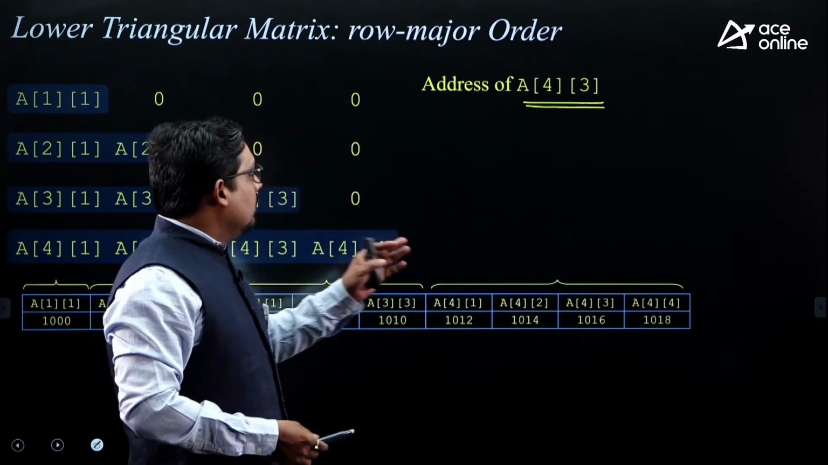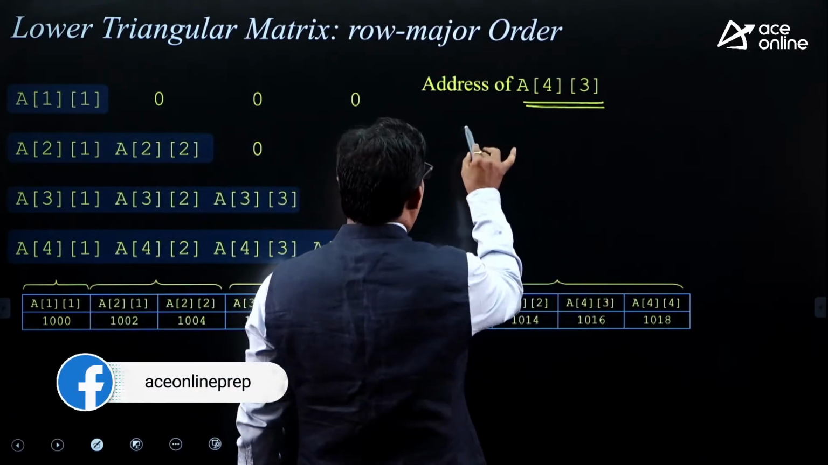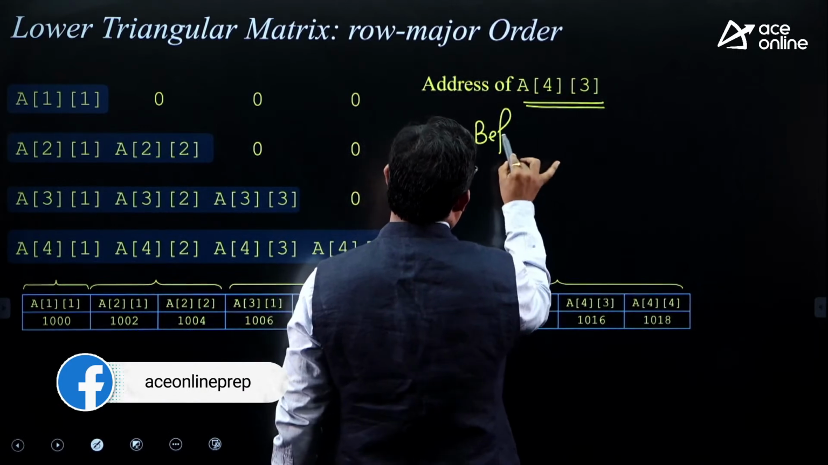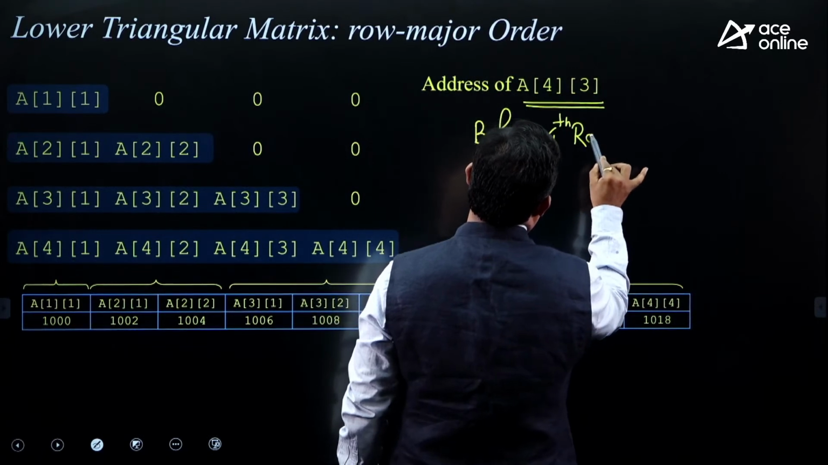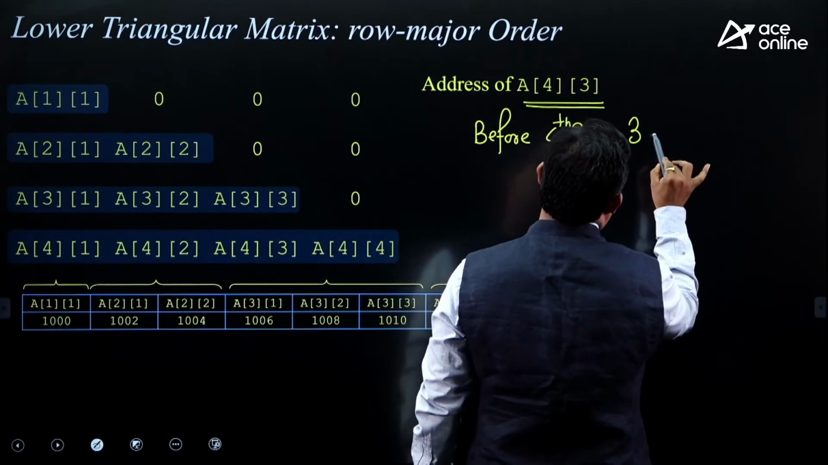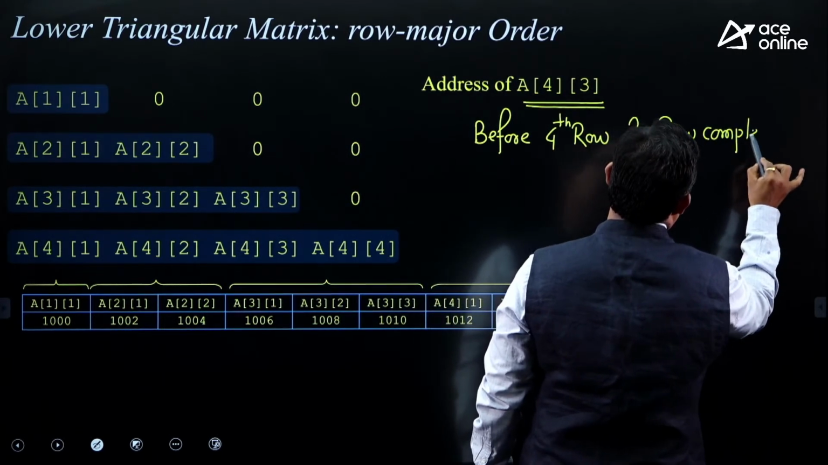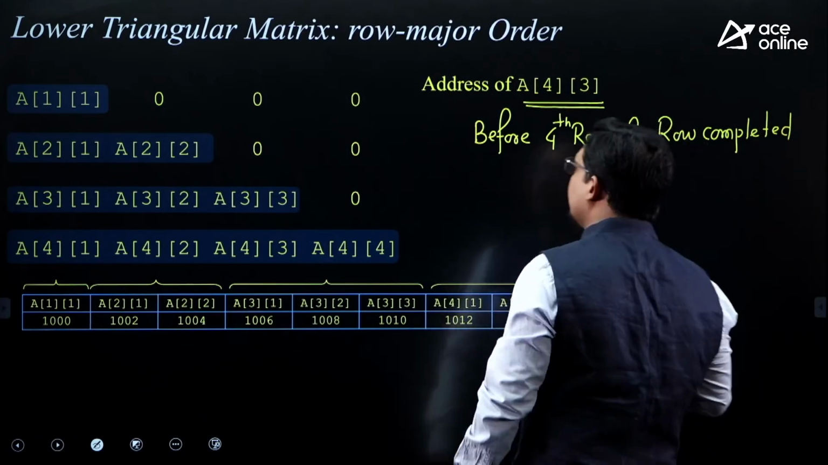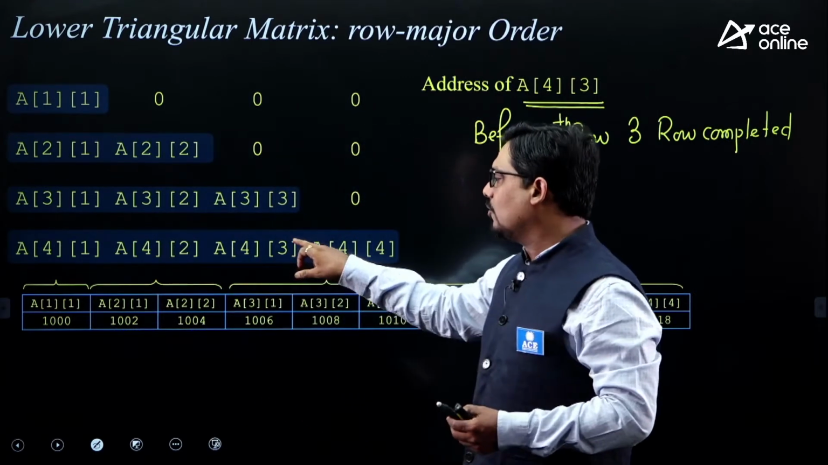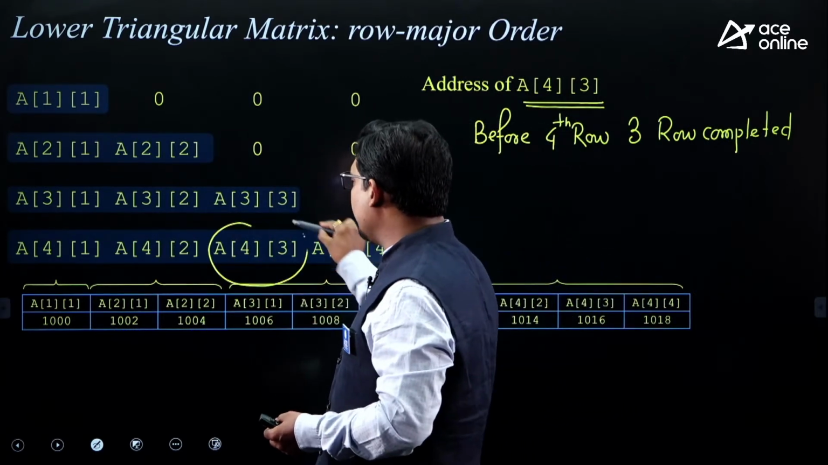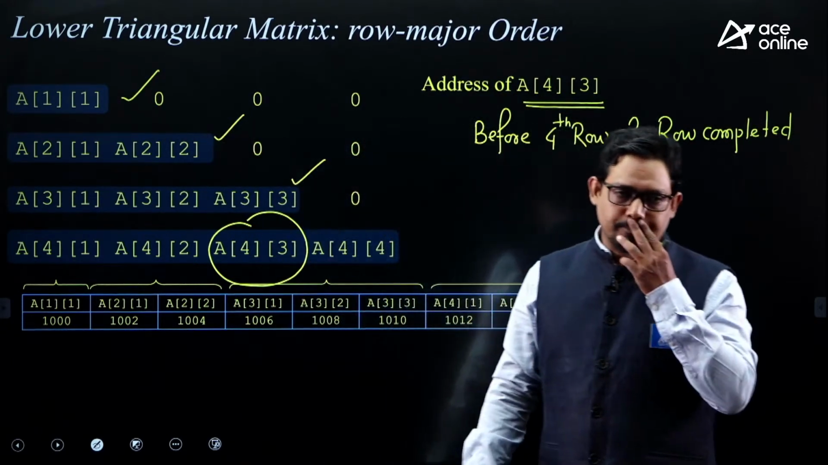Now understand that before coming to the 4th row, we have already finished 3 rows. Before the 4th row, 3 rows are completed. If 3 rows are completed, then how many elements are in each row? If I want the address for this element at 4 and 3, before coming to it I have completed rows 1, 2, and 3.